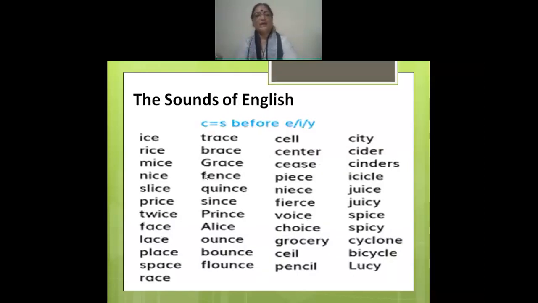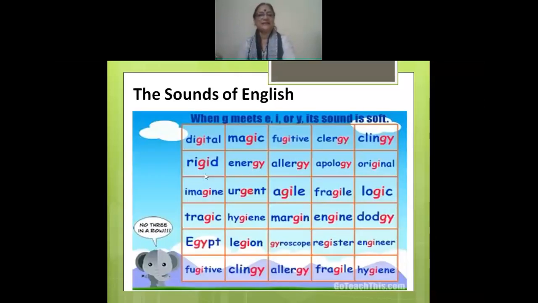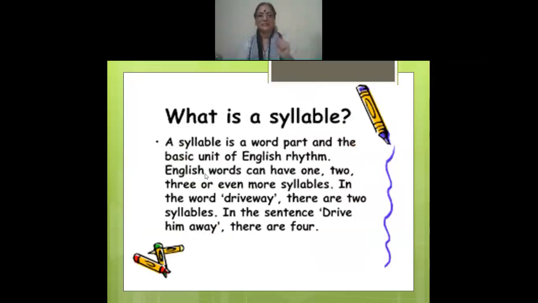So there is another very interesting thing which I will be doing later. अभी मैं आपको ये बताती हूँ. जैसे मैंने आपसे सिलेबल कहा, तो syllable is a word part and the basic unit of English rhythm. एक शब्द में 1, 2 और 3 syllables हो सकते हैं और वो syllables आपके vowel sound पे बनते हैं. Vowel sound पे syllables बनते हैं.